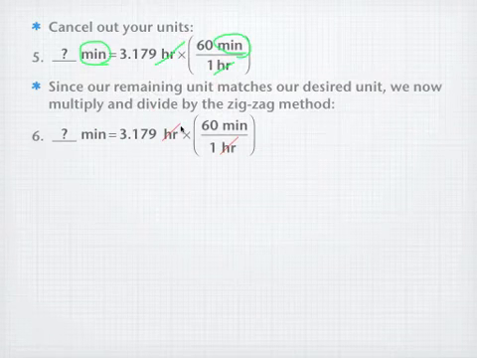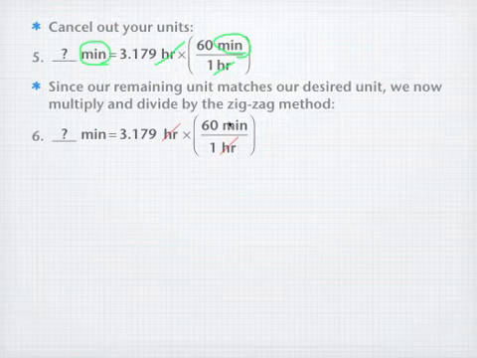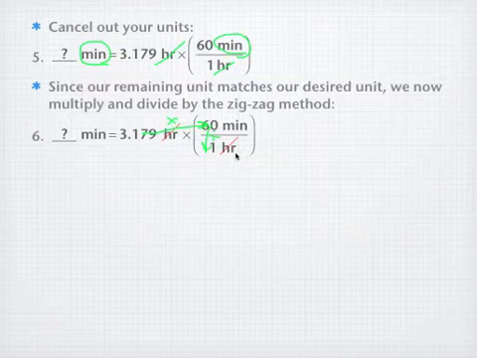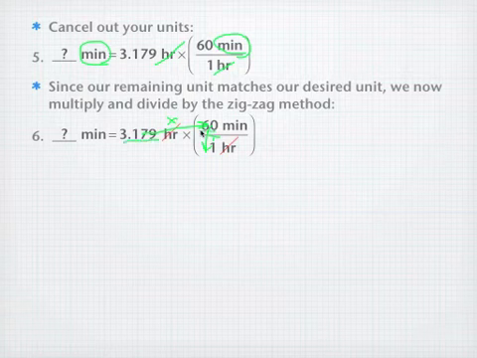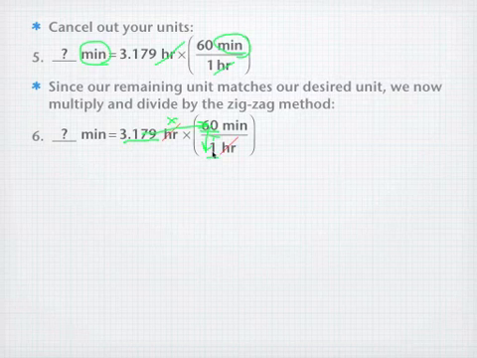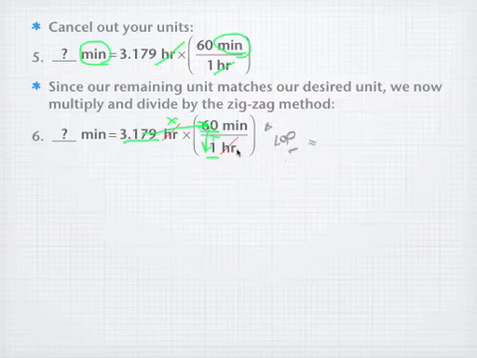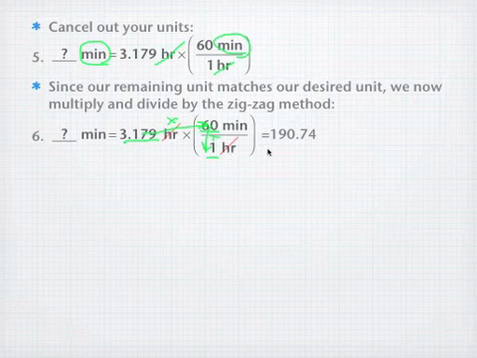So once you get to the matching unit, what we can now do is multiply and divide by the zigzag method. And here's how that works. Start with your starting number. If there was something in the denominator, we'd have to come down, but there isn't. So we start with our starting number. We move across. Every time we move across, we multiply. And then we move down. Every time we move down, we divide. We're going to do that math. So we get 3.179 times 60 divided by 1. If you want to pause the video and plug that into your calculator, go ahead and do so. And when we get the result, we get a number of 190.74 in your calculator.